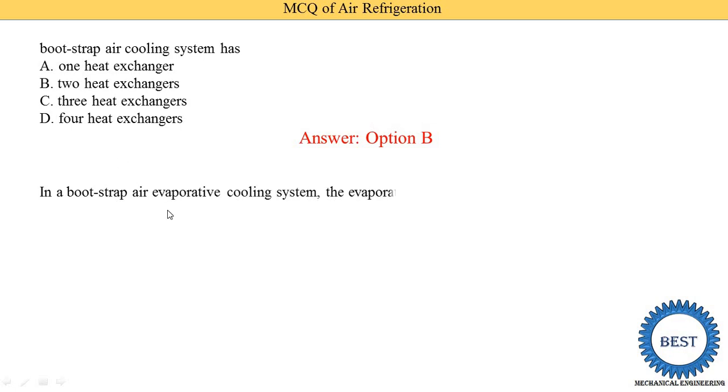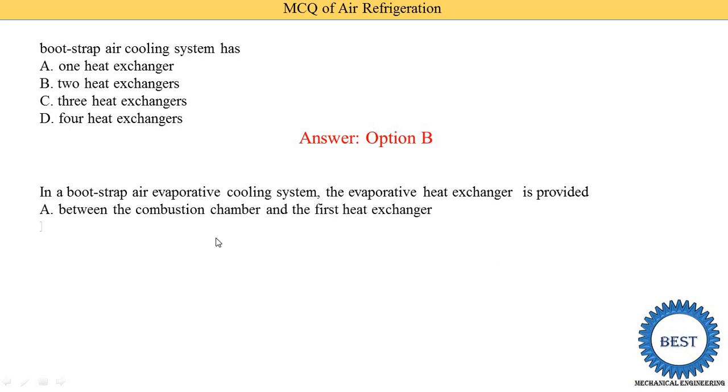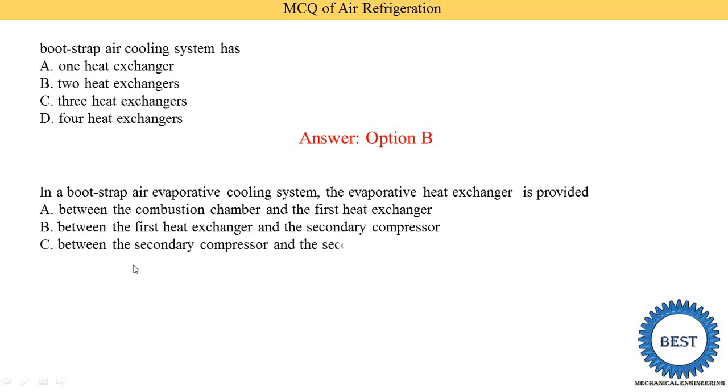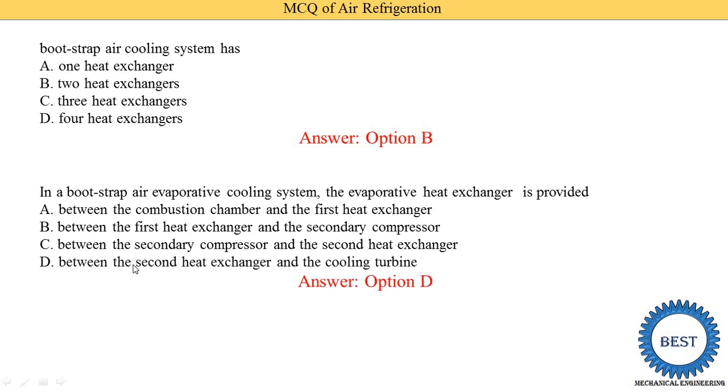In a bootstrap air evaporative cooling system, the evaporative heat exchanger is installed between which components? The options are: between the combustion chamber and first heat exchanger, between the first heat exchanger and second compressor, between the secondary compressor and the second heat exchanger, and between the second heat exchanger and the cooling turbine. So option D is the correct one: the evaporative heat exchanger is always installed after the second heat exchanger, between the second heat exchanger and the cooling turbine.